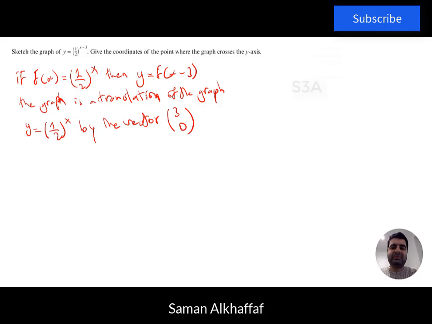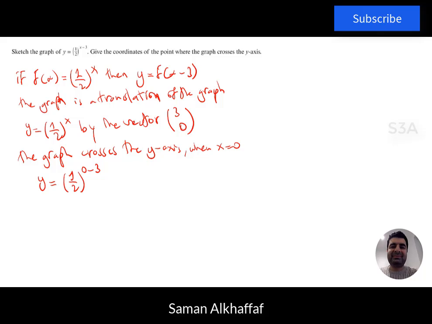Now the graph crosses the y-axis when x is equal to 0. So that tells us we take y as half, and when we have x at 0, that will give us 0 minus 3. So that will give us half to the power of minus 3, which will give us, in this scenario, 8.